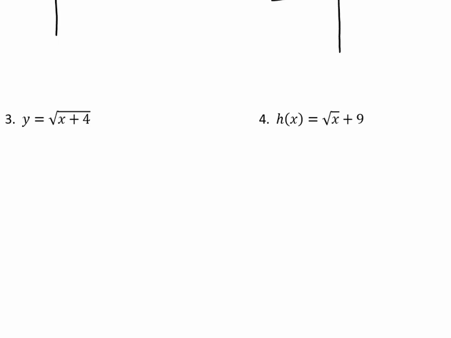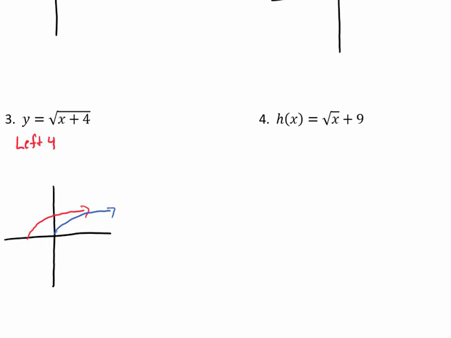Here, for number 3, we have y equals the square root of x plus 4. Which direction do you think that's going to move? Check your chart if you need to. Did you say to the left 4? Then you were right. So when we graph our parent function, again, it didn't change, but now we're going to move it to the left 4, and so our graph would look something like this.